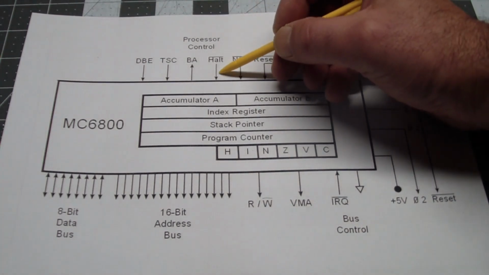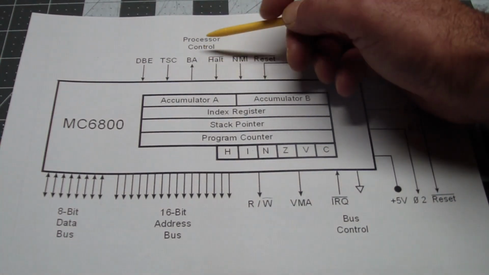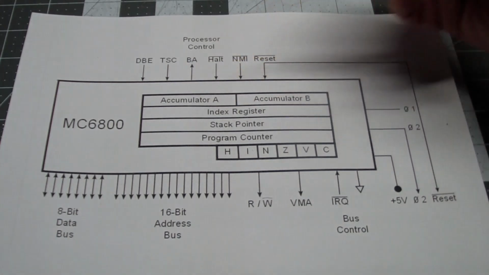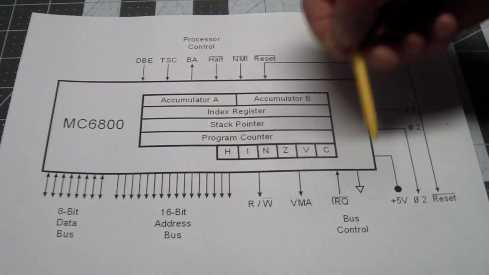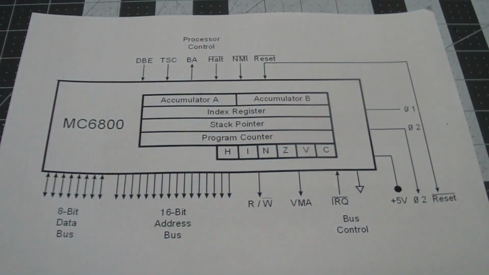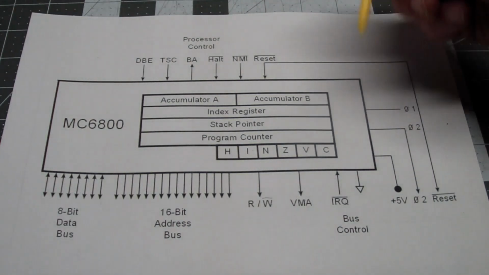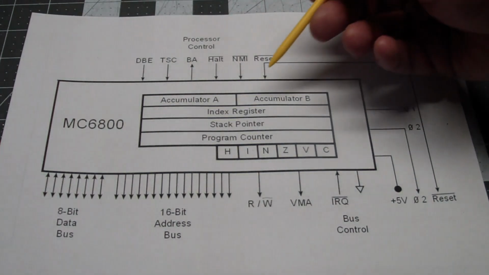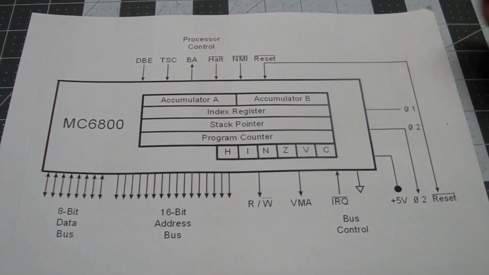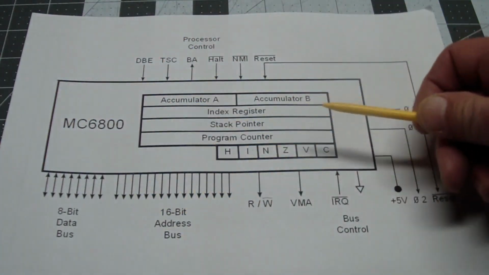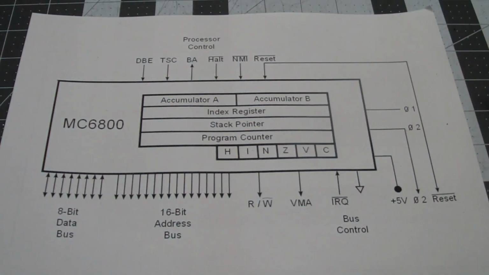There's a halt signal here paired with a BA signal. The halt signal, when pulled low, basically tells the processor to relinquish the bus. It'll go ahead, complete its current instruction, and tri-state everything, so that it has no effect on the bus, on anything in the circuitry anymore.